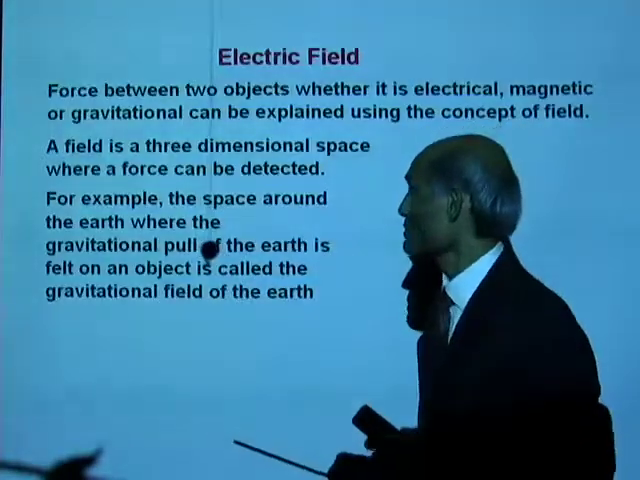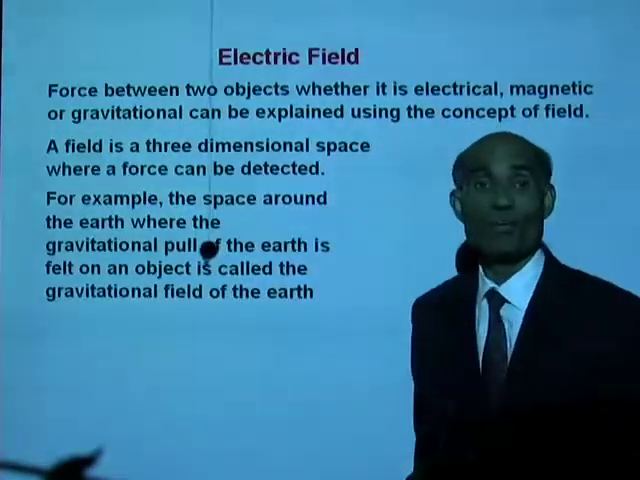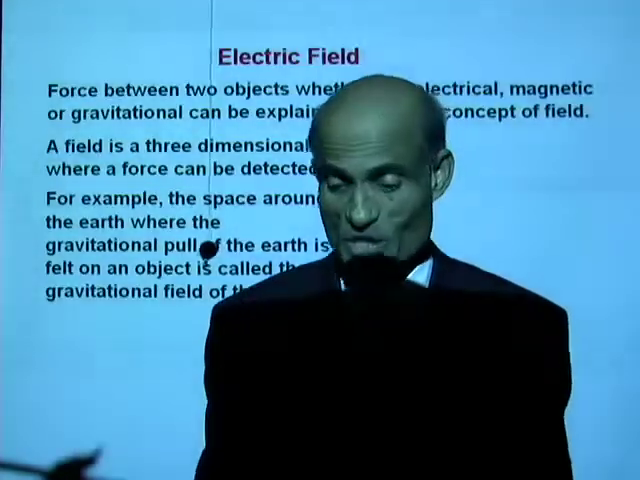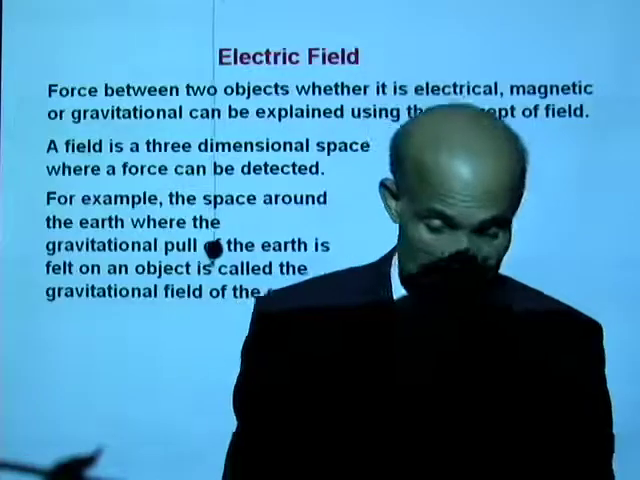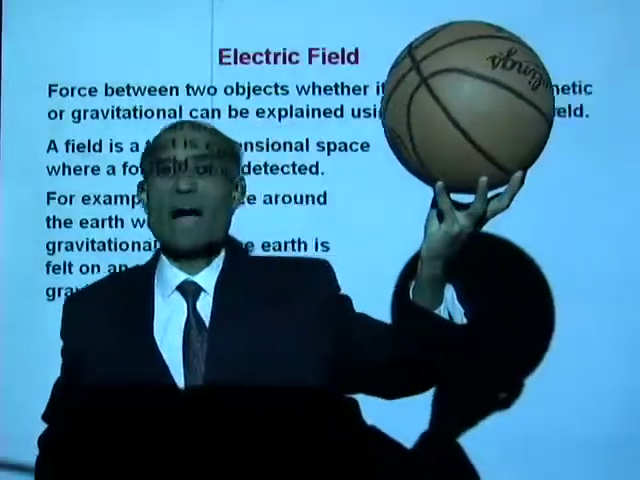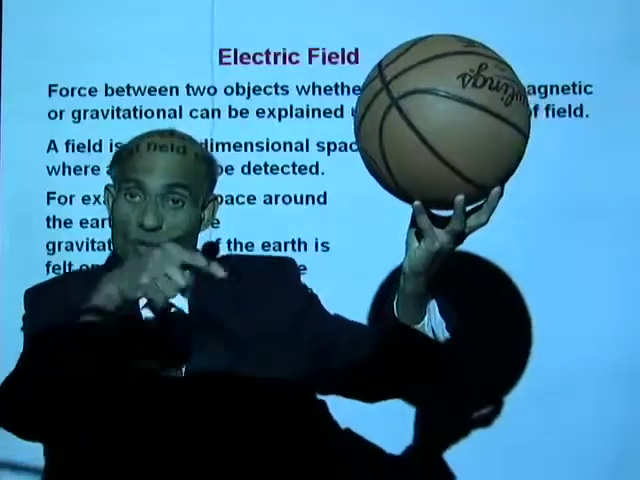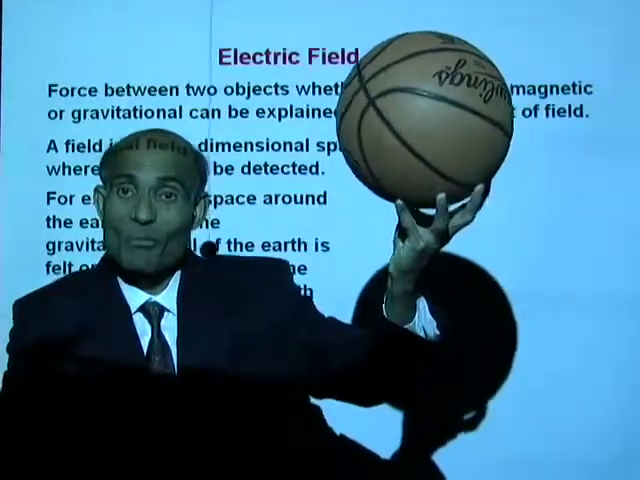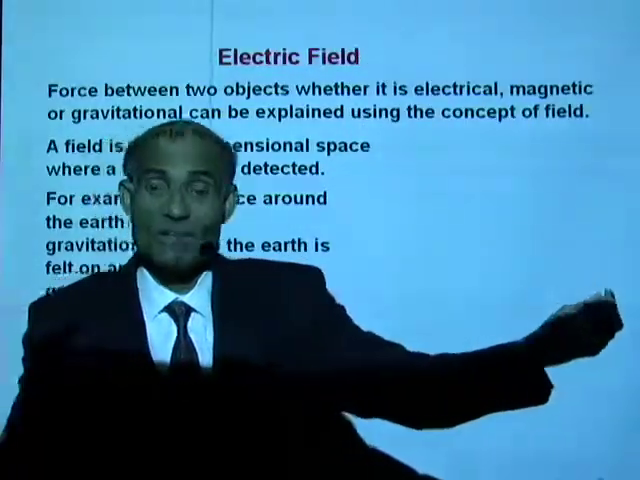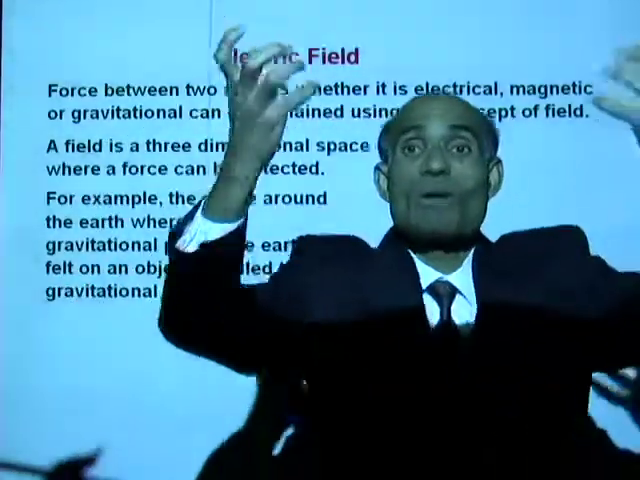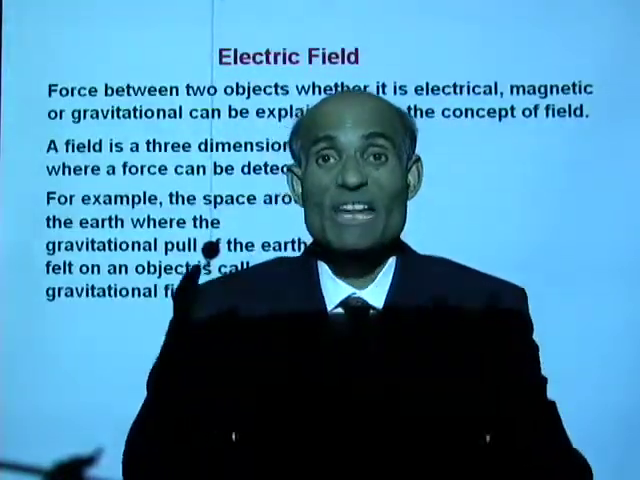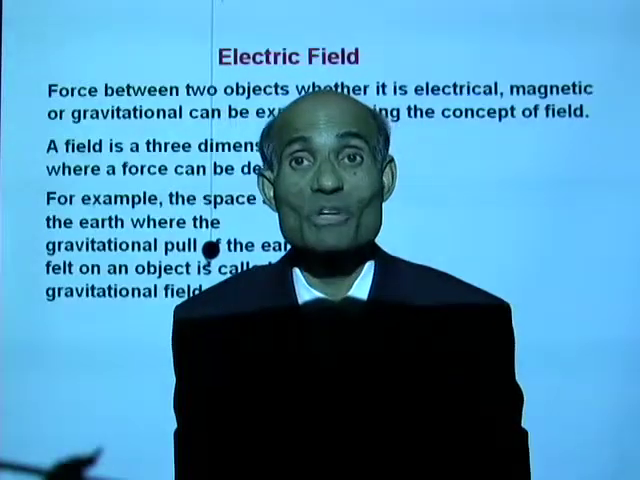For example, the space around the Earth where the gravitational pull of the Earth can be detected is the Earth's gravitational field. Now, if I drop this ball, why does the ball fall? It falls towards the Earth because it is placed in the Earth's gravitational field. Anything that is thrown up comes back because the objects are in the gravitational field of the Earth.